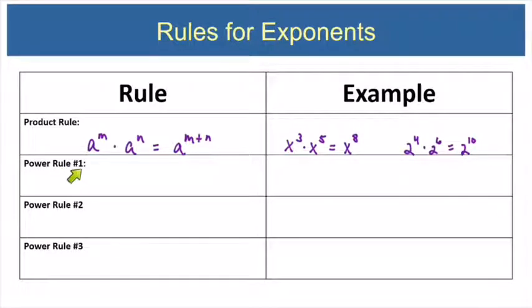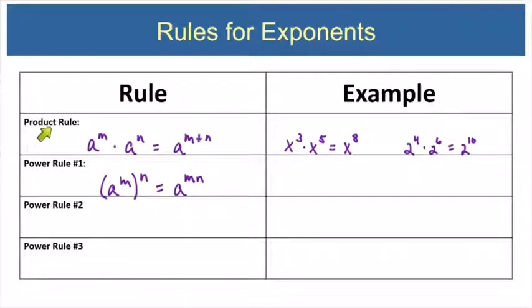And now let's pick up power rule number 1. Our book has 3 rules that deal with powers, and so they just called them power rule 1, 2, and 3. The first one says that if we have any base raised to any power, and that quantity gets raised to another power, then we can simplify this by multiplying the exponents together. So we keep the base the same, but we multiply the exponents. So a to the m raised to the n can be simplified as a to the m times n.